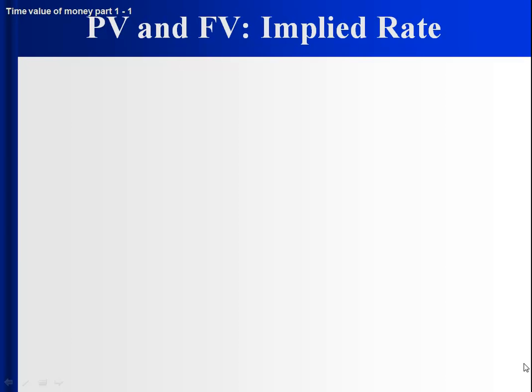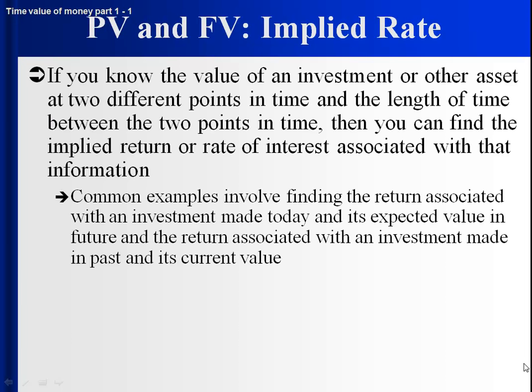Sometimes we have a value, or we actually have values. We have a value at one point in time, a value at a different point in time, and we know the length of time between those two points, and we want to find the implied rate that is associated with those two values. Common examples: suppose we can make an investment today and it's going to pay us some certain amount of money at some certain point in time in the future, we can back out the implied rate.